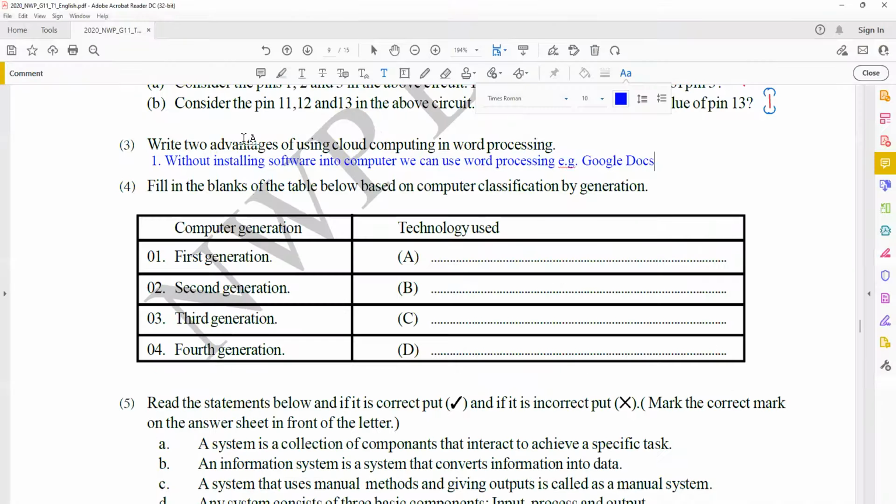Right, the first one, as you said, is that without installing, you can make use of it. Okay, so that's the first one. What else?